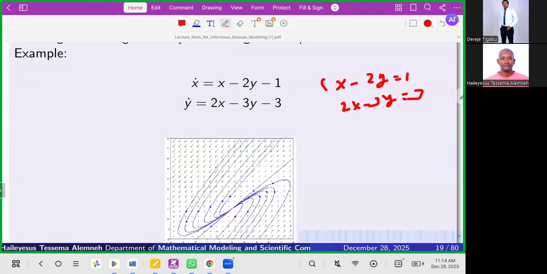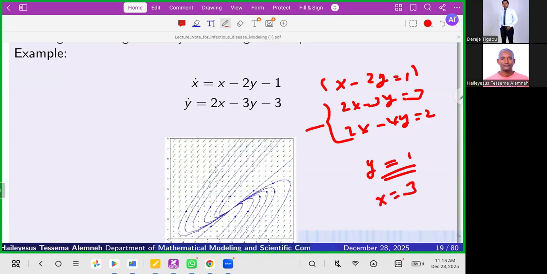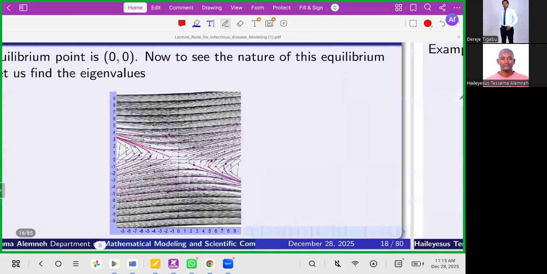So when we multiply this one by 2, you will get 2x minus 4y is equal to 2, I think. And then subtracting, you will get y equal to 1. Substituting y equal to 1 in the first equation, x minus 2 is equal to 1. So x is equal to how much? x is equal to 3. So 3, 1 is the equilibrium point for this system.